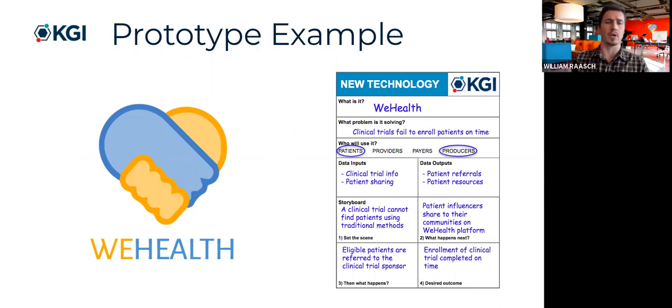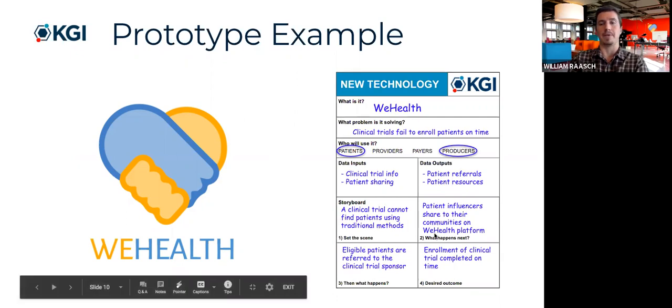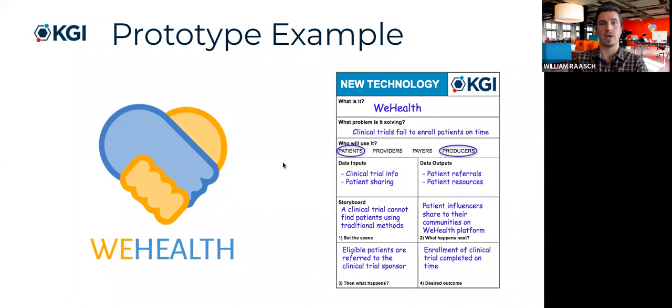So a storyboard to set the scene: a clinical trial cannot find patients using traditional methods, as I mentioned before. What happens next? The patient influencers share to their communities on the WeHealth platform. So we give them tools that enable them to do this sharing. After that, when patients come onto the platform, they're screened, and eligible patients for the clinical trials that we work with are then referred to that sponsor. The desired outcome is that enrollment of clinical trials is completed on time, and of course that leads to a quicker timeline to getting that drug out there to patients with FDA approval.